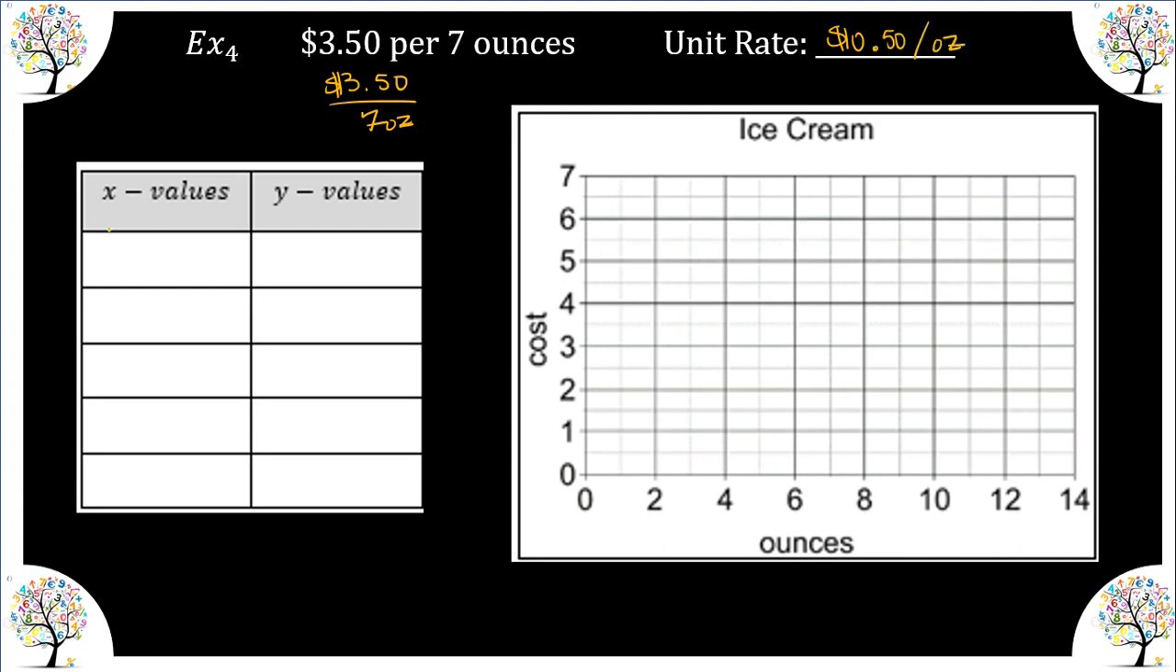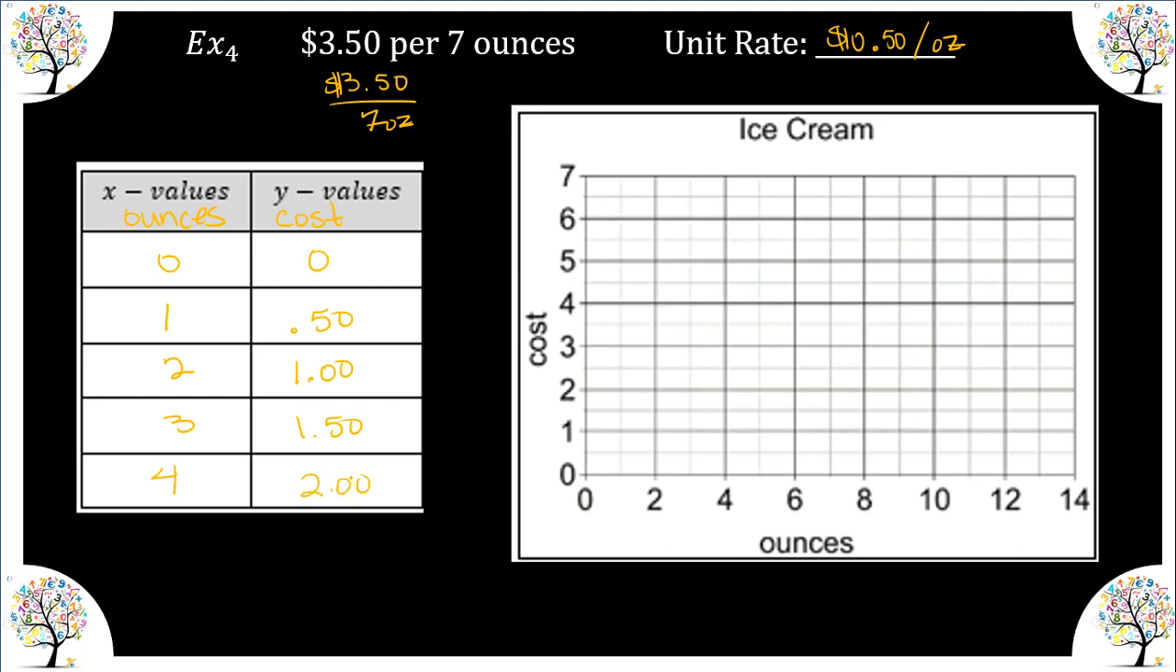So our X values are going to be ounces. Always establish what your X and Y is, and Y is going to be your total cost. So let's just start with at 0 ounces, we pay 0 money. At 1 ounce, we pay 50 cents. At 2 ounces, we pay $1. 3 ounces cost $1.50. 4 ounces cost $2, and so forth.